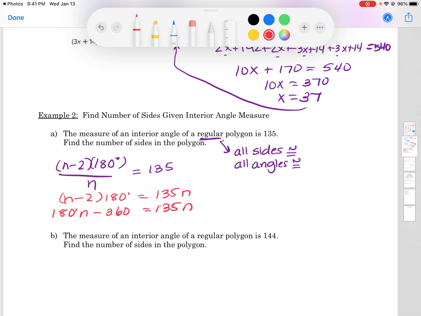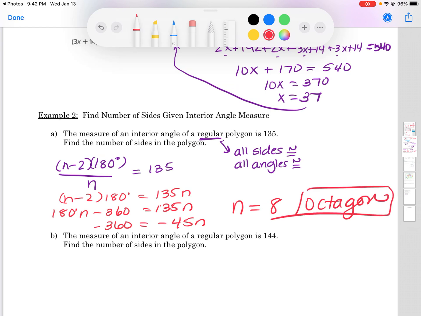We're going to subtract 180n from both sides. So that's 135n minus 180n. So we get negative 360 is equal to negative 45n. And lastly, we will divide. So negative 360 divided by negative 45 is going to give us that n is equal to 8, which means we have an octagon.